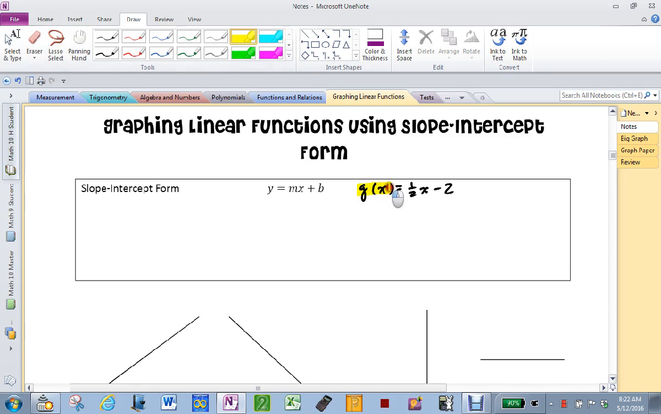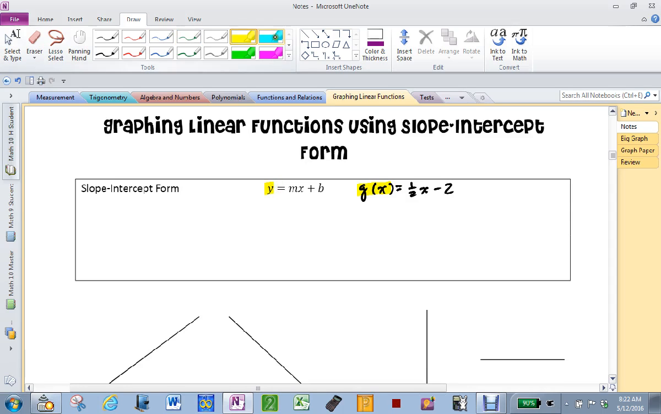Because that is an output, that is an output, yes? That is a coefficient, that is a coefficient, yeah? That is an x or an input, that is an x or an input, and that is a constant, and that is a constant. Does everybody understand that?